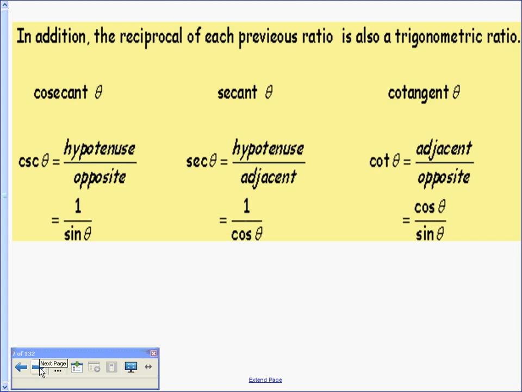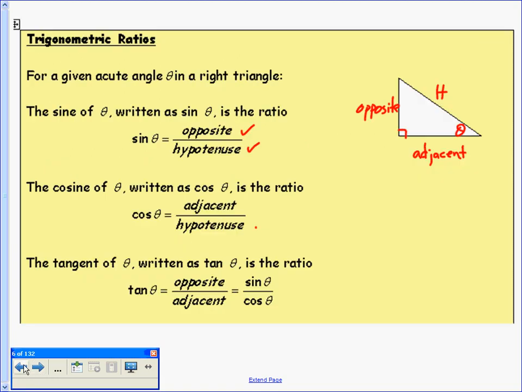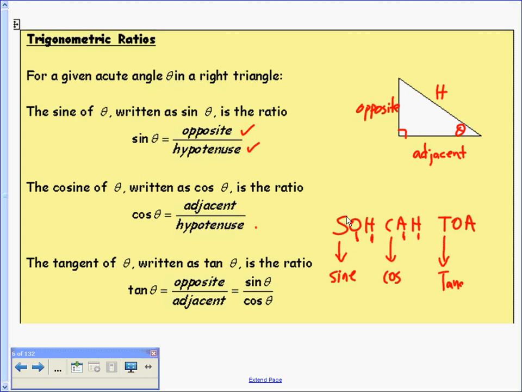In addition to that, let's go back for a second. I want to tell you something to memorize these. Okay, so SOHCAHTOA, this will help you memorize these if you've probably seen this before. Sine is going to be the opposite over the hypotenuse. Cosine is going to be the adjacent over the hypotenuse. And tangent is going to be the opposite over the adjacent. And that will help you memorize it.